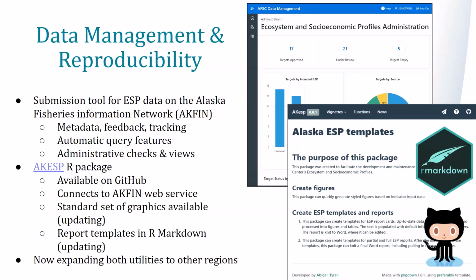So we would also love to expand this R package to include more graphics and reporting templates and utilities that would be useful across regions. And so hopefully that's something that we can continue to develop and share out as part of our national collaboration.